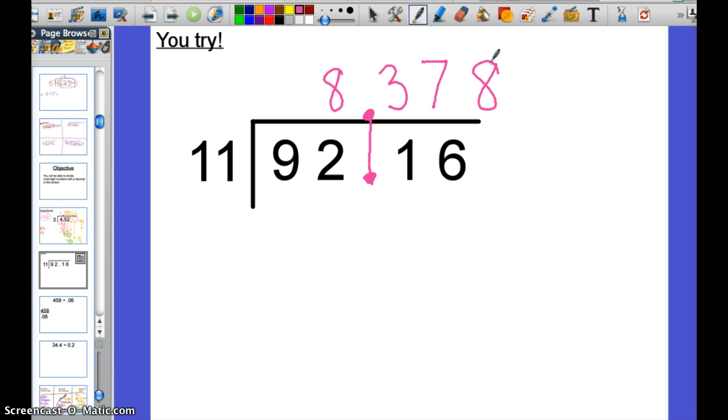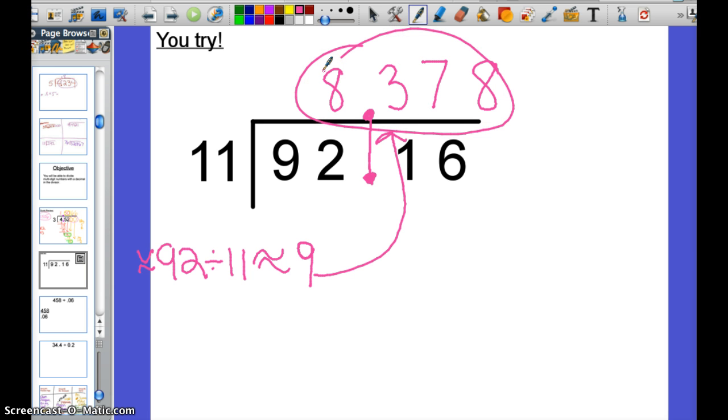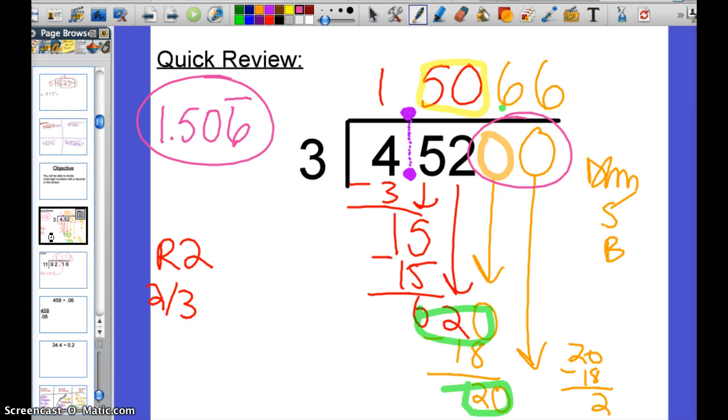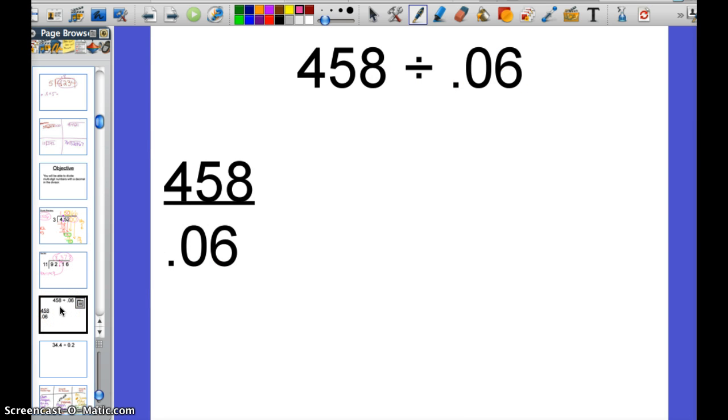I didn't want to show you again because I just showed you an example, but just so that you can check your work. And you know, this makes sense because we have about 92 divided by 11. So I would expect my answer to be around 9, and my answer is 8 and then some. So that answer is justified based on my estimation. Okay, so hopefully this is a quick review for you on how to divide with decimals in the dividend. Remember, you just keep bringing those zeros down. Okay, so now let's flip our attention to having decimal points in the divisor.